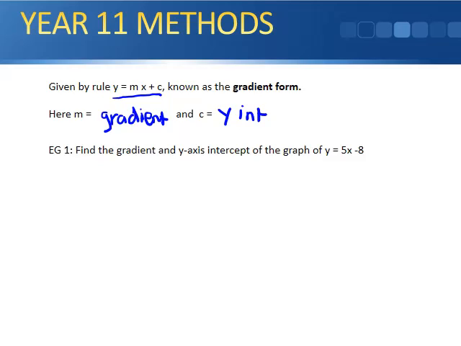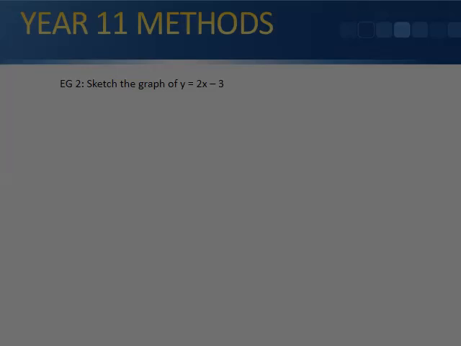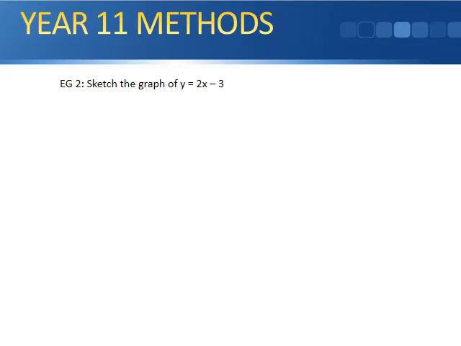Example 1 says find the gradient and y-intercept of the graph of y equals 5x minus 8. Remember, m is the one in front of the x. So the gradient here equals 5. And c is the other number by itself, and it has to be y equals. So c here equals negative 8.